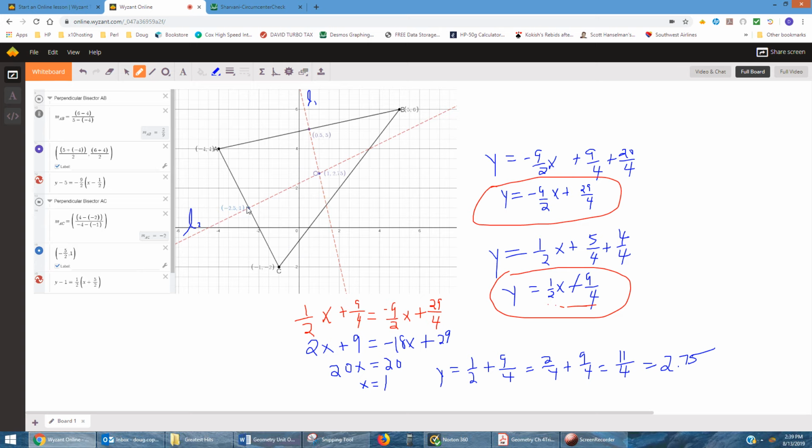Now, what does this mean? Every point on this perpendicular bisector of AC is the same distance from A as it is from C. So this distance right here is equal to this distance right here. But every point on L1 is the same distance from A as it is from B. So that means this distance, OA, has to equal this distance, OB. And that's why this is the circumcenter, because it's the same distance to all 3 of the vertices of the triangle.